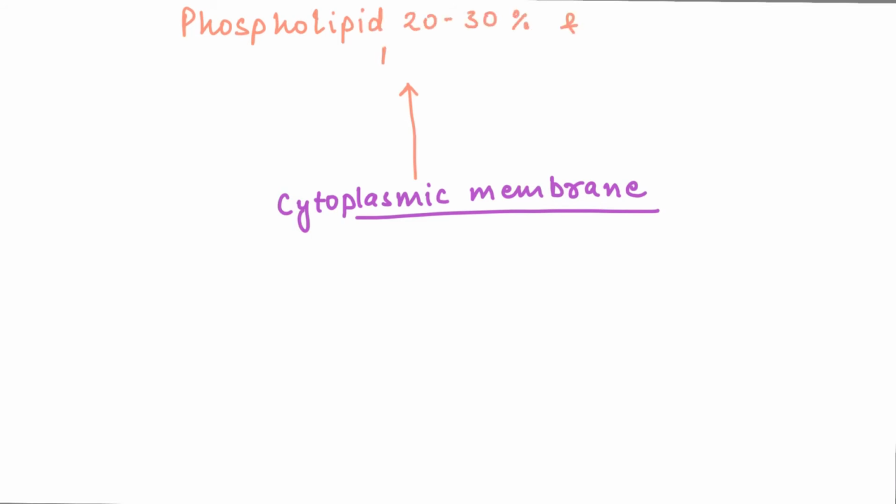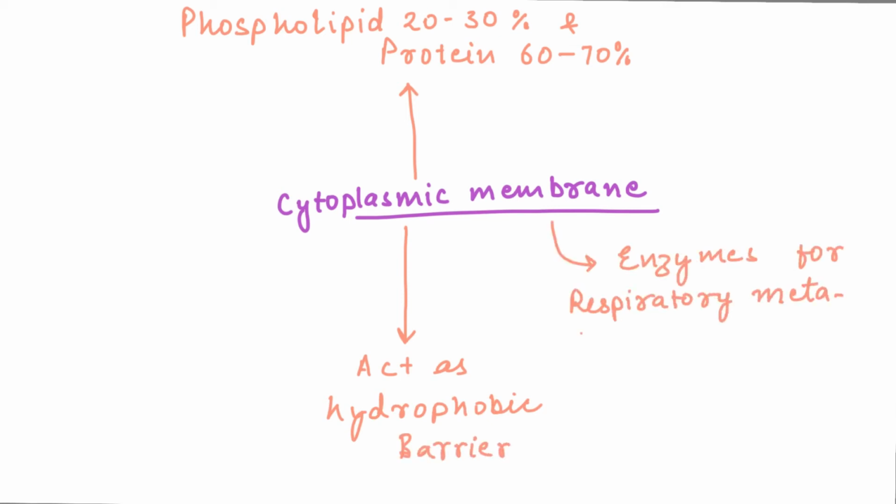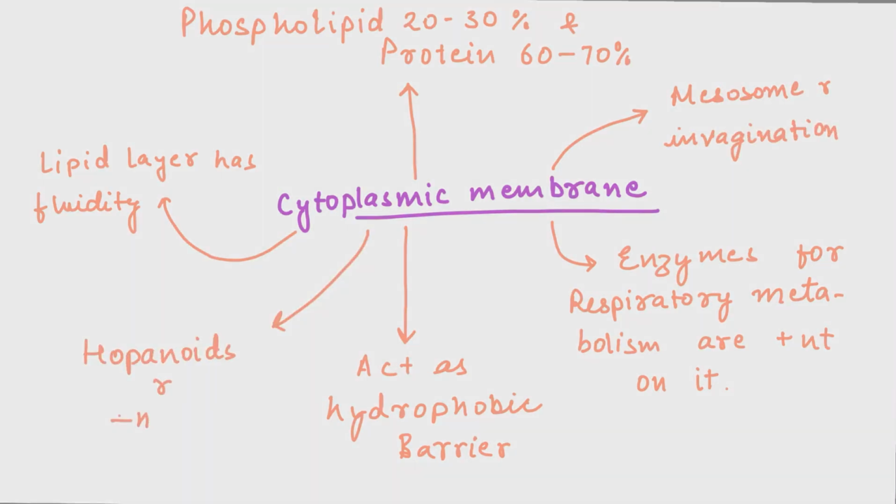Cytoplasmic membrane has phospholipid 20 to 30% and protein 60 to 70%. It acts as a hydrophobic barrier. Enzymes for respiratory metabolism are present on it. The lipid layer has fluidity. Mesosomes are invaginations, and sterols are absent.